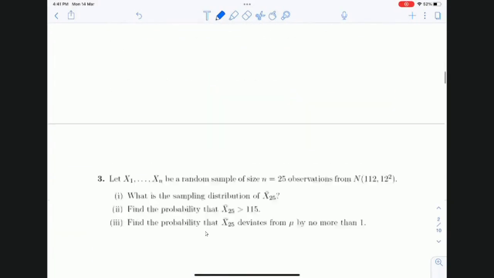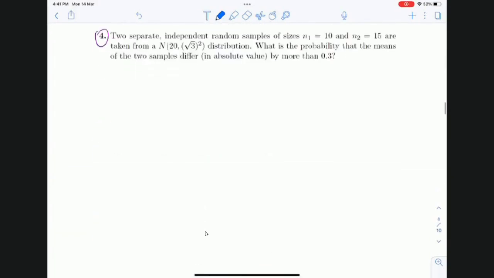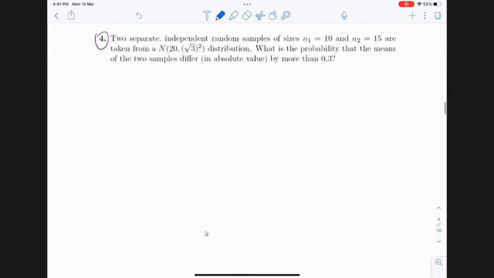Now let's try to work on one last question. Question number 4.